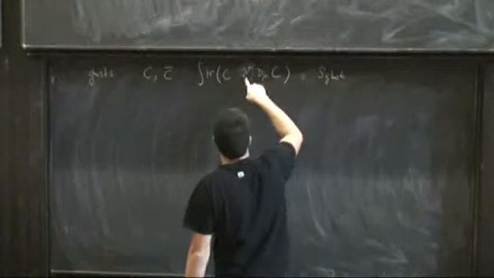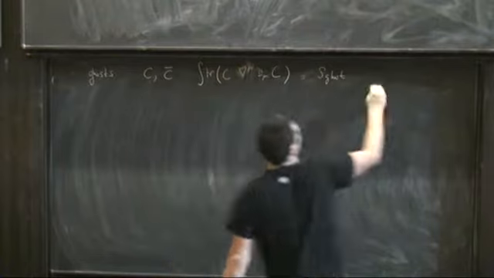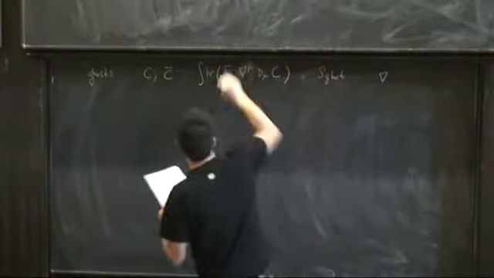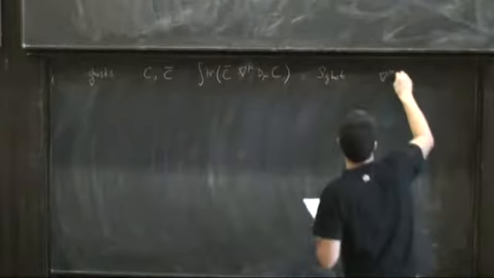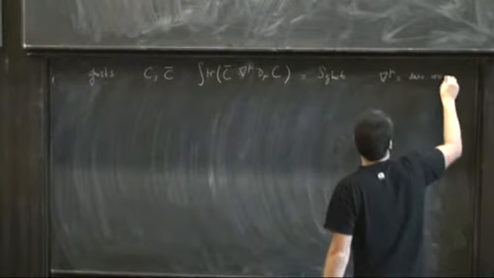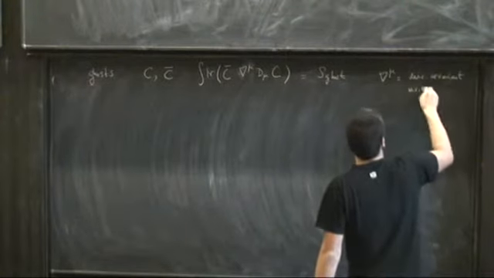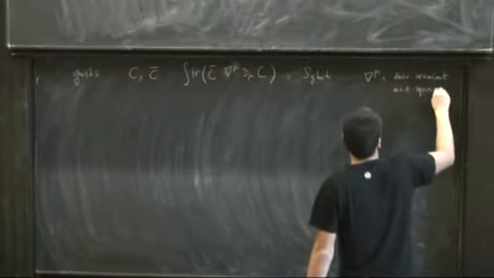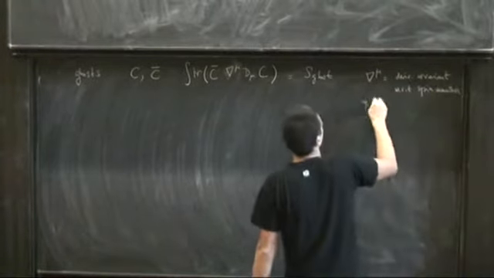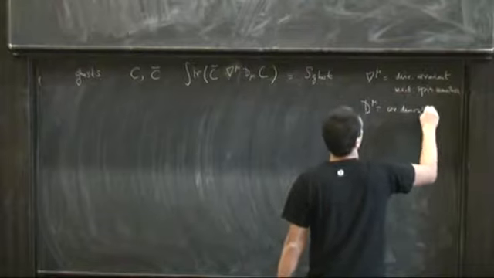So here, maybe I should write it like this. So there's a C bar somewhere. Yeah, sorry, there is a C bar here. Yes. So nabla mu is the derivative covariant with respect to the spin connection, and D mu is the covariant derivative with respect to everything. Okay.